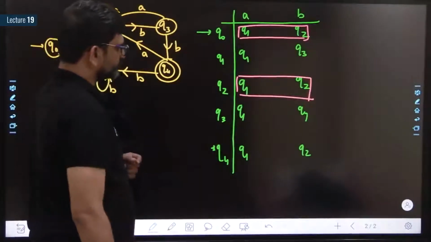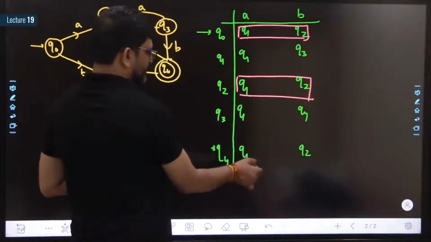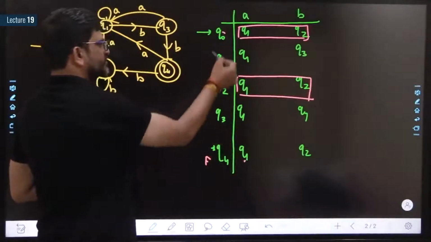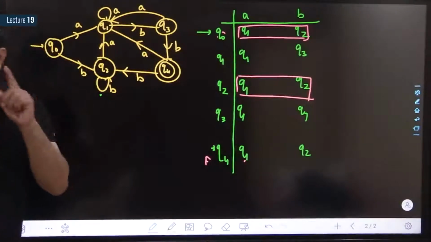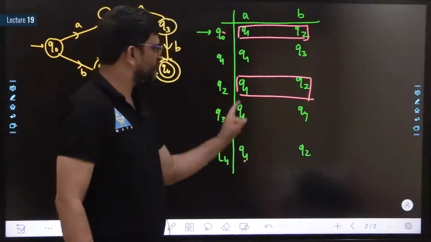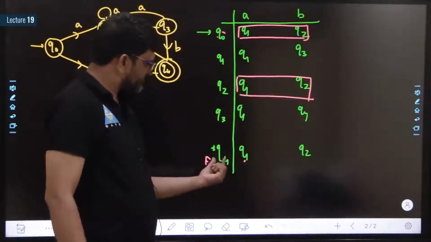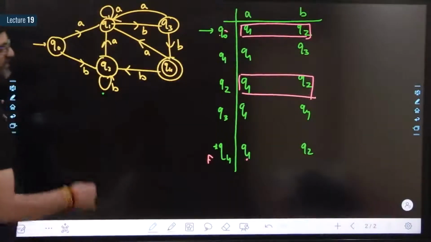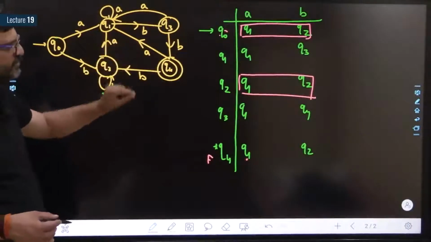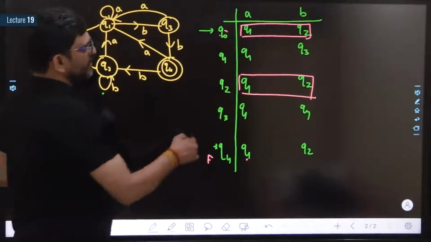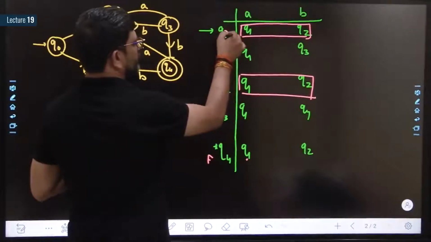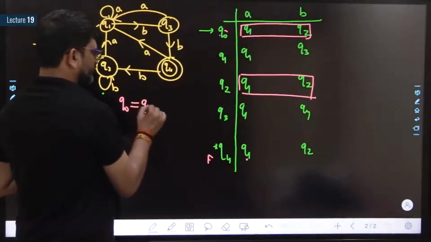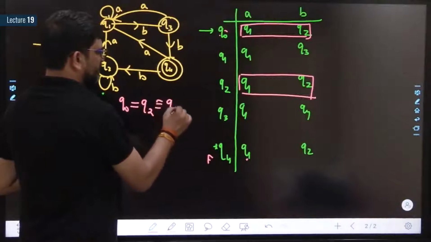Also, this is the same, Q1 and Q2, but this is the final state and these two are non-final states. Please listen carefully. This one is Q1, this one is Q2, Q1, Q2, Q1, Q2. But this is the final state and these two states are non-final. That's why we can merge Q0 and Q2, but we cannot merge with Q4. So Q0 equivalent to Q2, we can write this state as Q02.